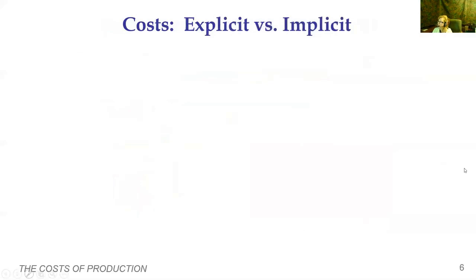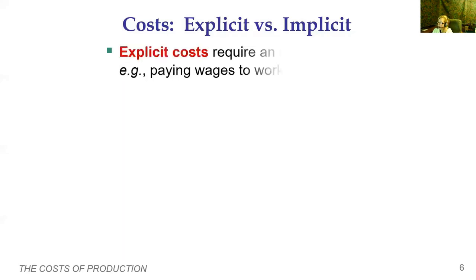All right. So let's talk about a little bit between how an economist and how an accountant views cost. So cost can be either explicit or implicit. An explicit cost has a dollar amount attached to it. You can easily quantify it, okay? So it's quantifiable.